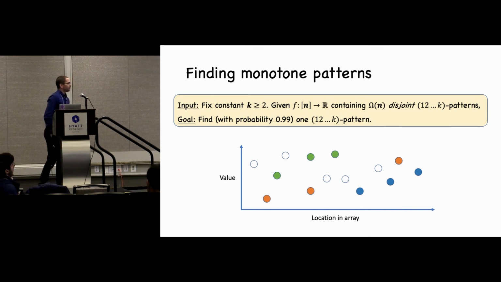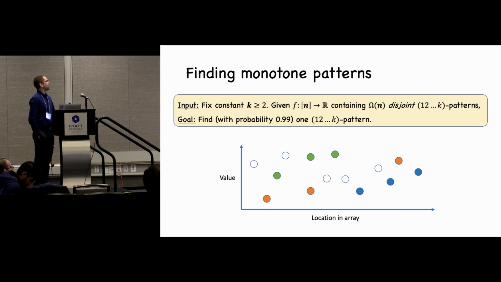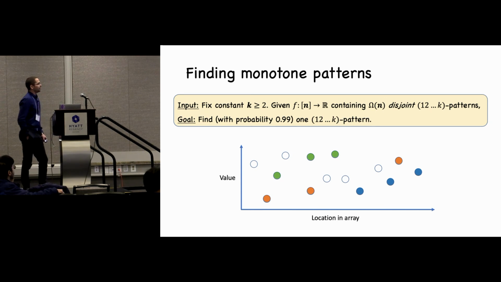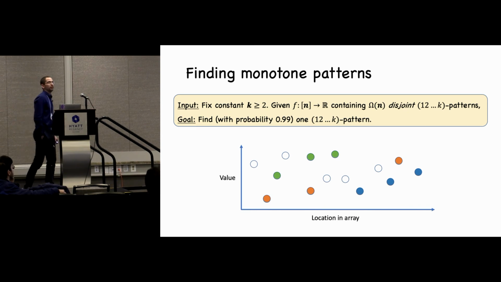So let's fix some constant k. Think of k as, let's say, 3. And let's say we are given a sequence containing many disjoint copies of increasing subsequences of length k. We will call them 1 up to k patterns. And the goal is to find one such pattern with good constant probability.